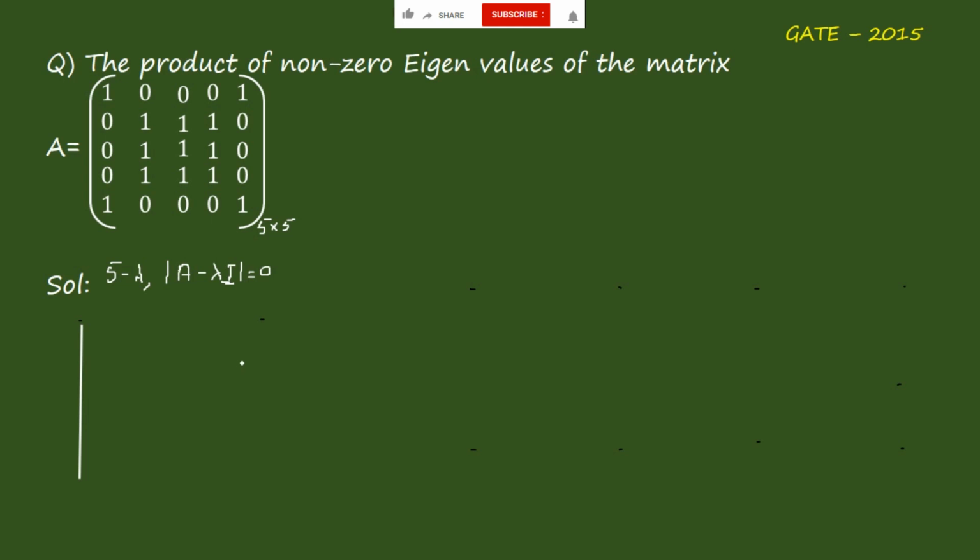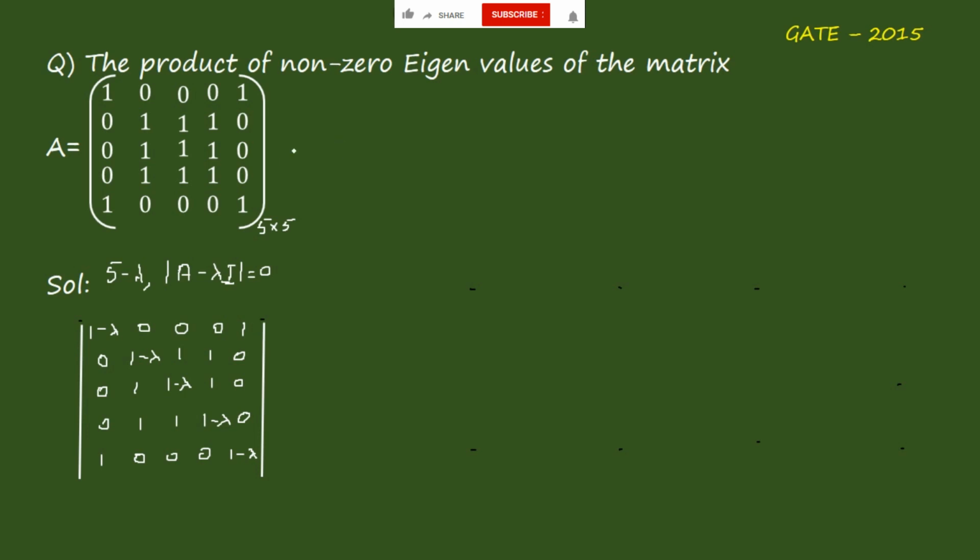You get a straight line here and a straight line here. So it has 1 minus lambda, 0, 0, 0, and 1; and 0, 0, 0, 1; and this is 1 minus lambda, 1, 1 and 0; this is 1, 1 minus lambda, 1 and 0; and this is 1, 1, 1 minus lambda and 0; and this is 0, 0, 0, 0 and 1 minus lambda. This is a matrix we got. We have to find the determinant of this one.